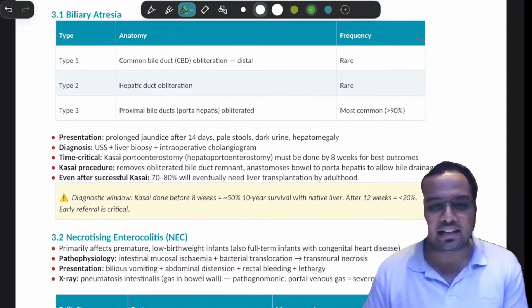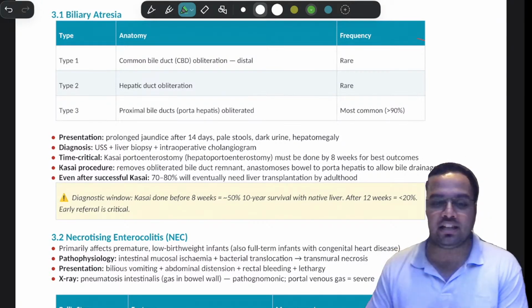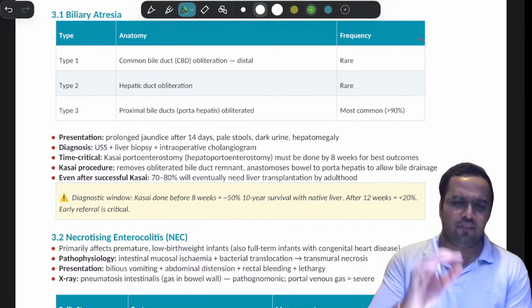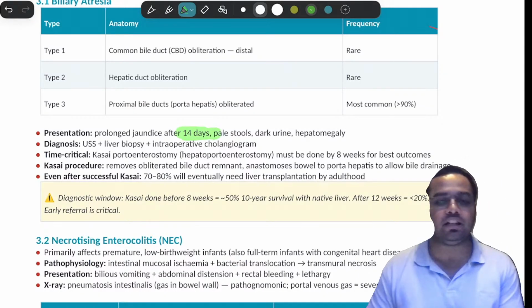So what is biliary atresia? Whenever a child is born, the child has what is called physiological jaundice. The child is normally jaundiced when born. But ideally that jaundice should go back within 14 days. So jaundice should go back within 14 days.